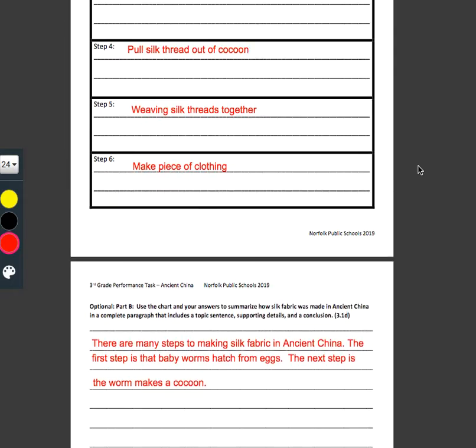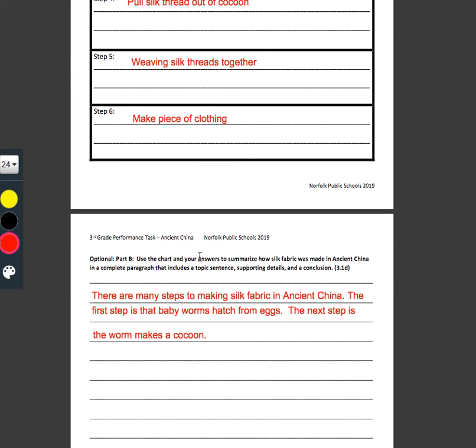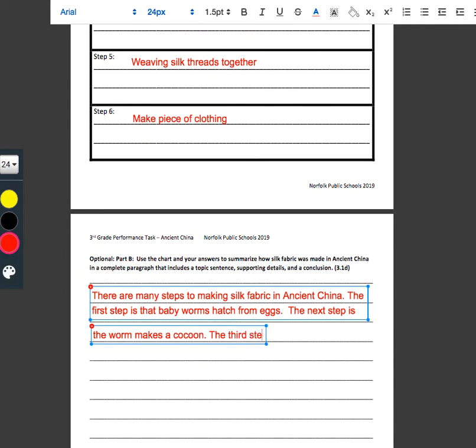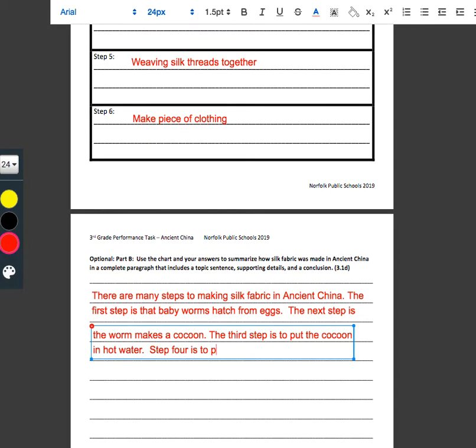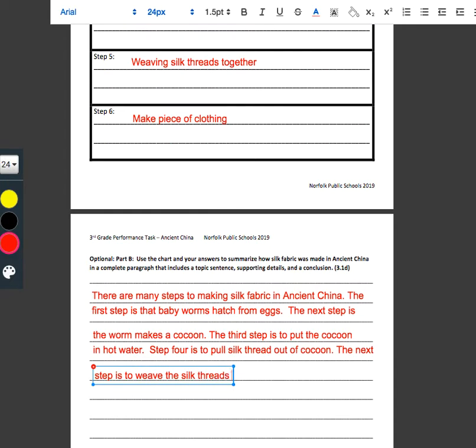Okay, so now I'm going to look at my third step. I'm just going down. Put cocoon in hot water. The third step is to put the cocoon in hot water. Okay, so now I'm going to look at the fourth step. Pull silk thread out of cocoon. Step 4 is to pull silk thread out of cocoon. Now we're going to look at step 5. The next step is to weave the silk threads together. Then our last step, the final step, is to make the piece of clothing.